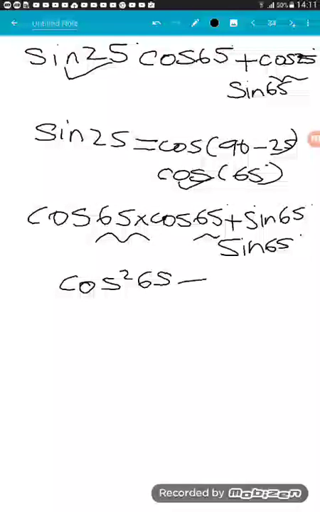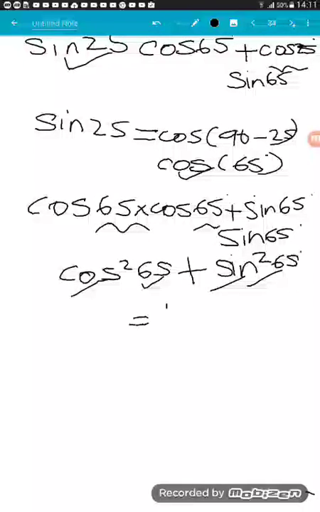So cos square 65 degree plus, in the same way, sin into sin equals sin square 65 degree. Now we can see the 65 is the same, and cos square plus sin square, we know that identity, is nothing but 1. So cos square 65 degree plus sin square 65 degree is nothing but 1. So in this way we found the answer.